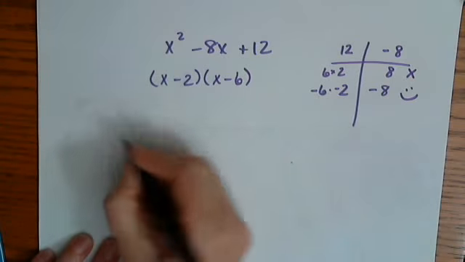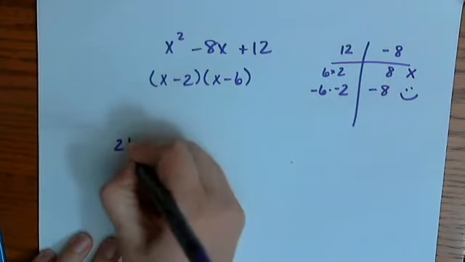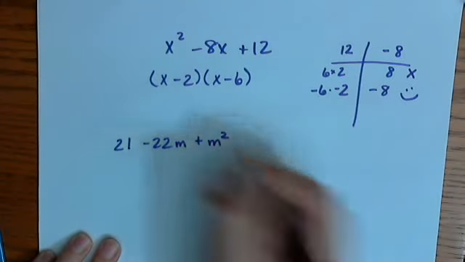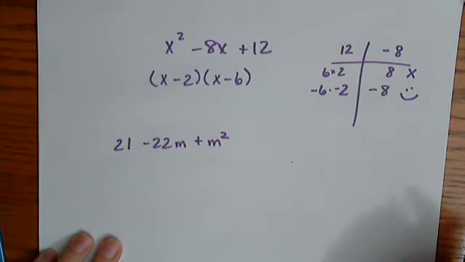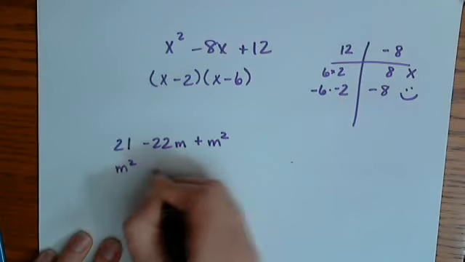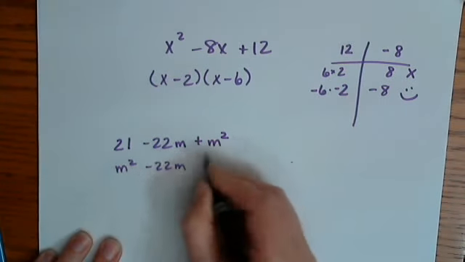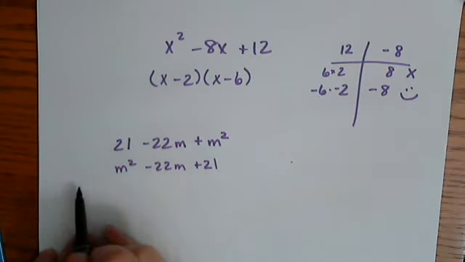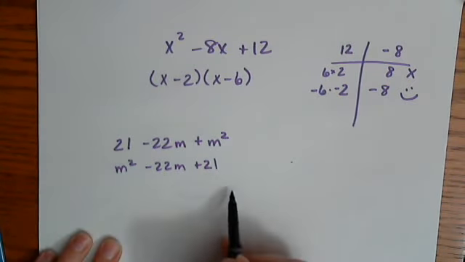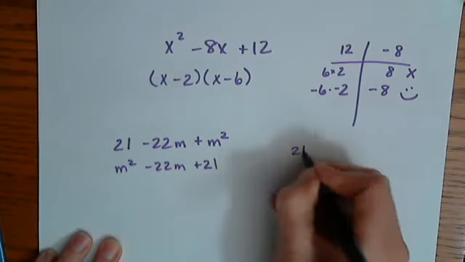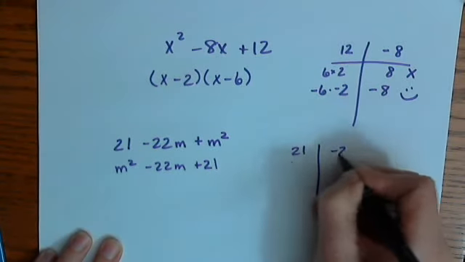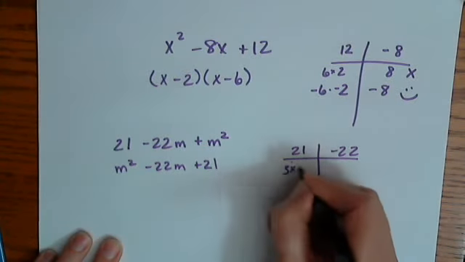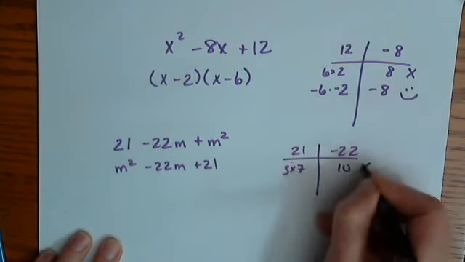And here I go doing 2a. 21 minus 22m plus m squared. The book didn't trick you this time, did they? You just need to rewrite that so that the highest degree term comes first, and remember to keep your signs with it. Okay, what do we need to do? We need to multiply to 21, and we need to add to a negative 22. Well, let's see. 21 is 3 times 7. When I add that, I get 10, not what I want.